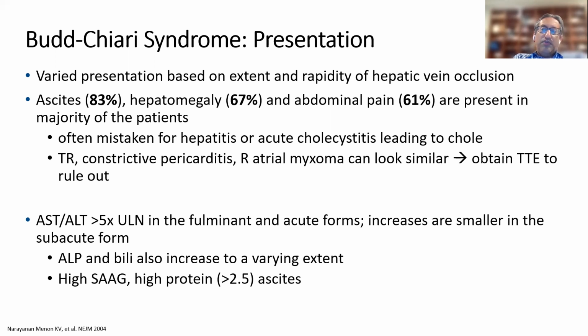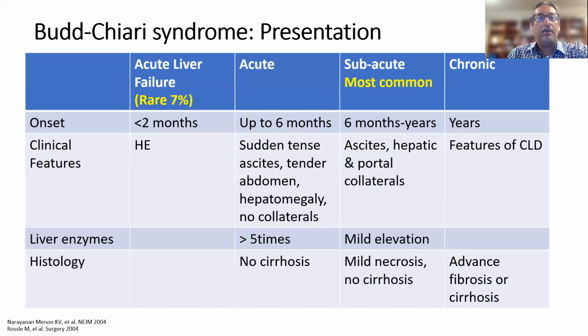Now, it is also important, when we talk about portal hypertension as a cause of ascites, that patients with portal hypertension have a high serum ascites albumin gradient. Similarly, in Budd-Chiari syndrome there is a high serum ascites albumin gradient, but this is different from patients with cirrhosis or other causes of portal hypertension, in that the ascites protein is high, greater than 2.5. That's another board question, or one of the questions we ask our trainees. So that is an important point to notice.